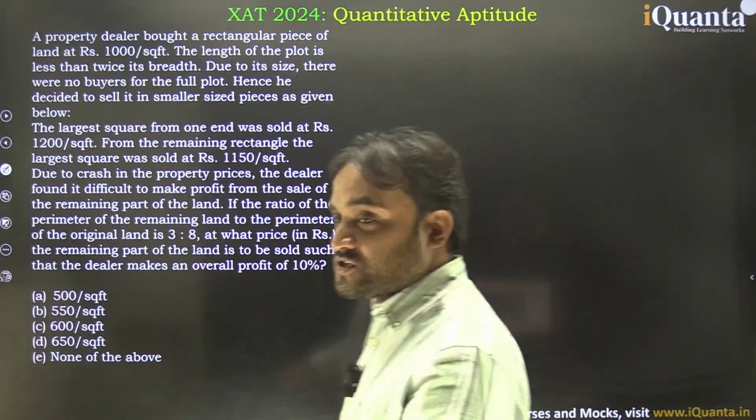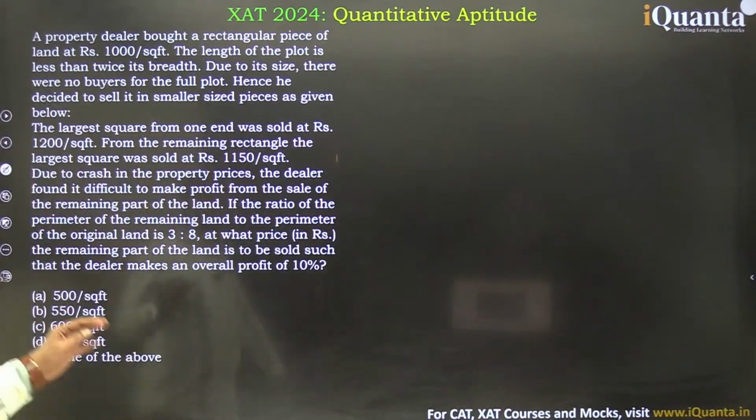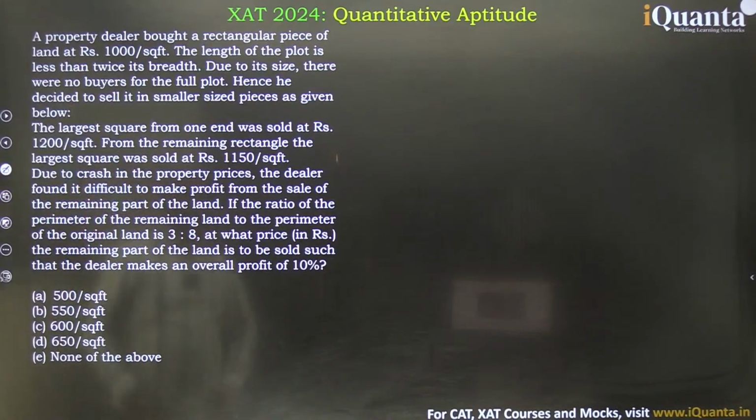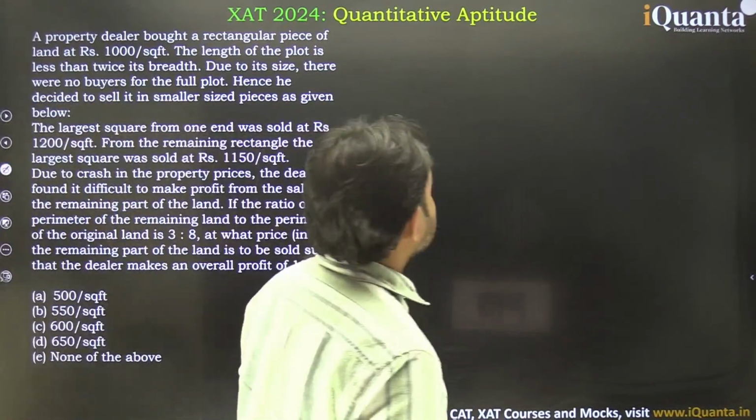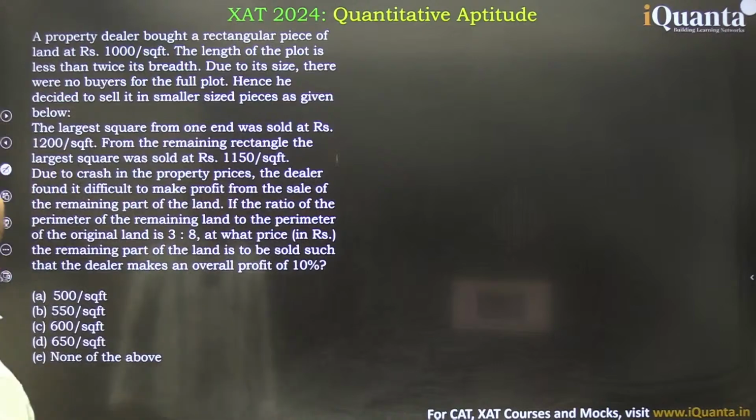Let's discuss this question as I am seeing a drop in responses. So let's see, it says a property dealer bought a rectangular piece of land of 1000 square feet. The length of the plot is less than twice its breadth. Due to its size, there were no buyers for the full plot.